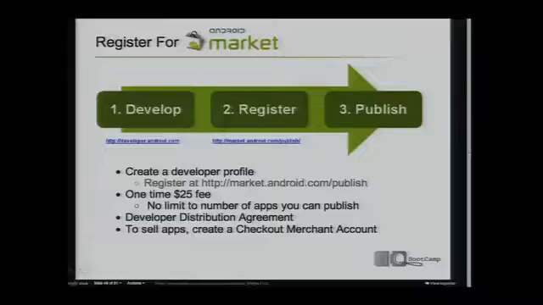Cool, so you've built your amazing application, implemented your idea, and you now want to share it with the world. So here's how you publish your app on Android Market. It couldn't be simpler. You just develop your application, register, and then hit publish. If you go to market.android.com/publish, you can create a developer profile and sign in with a Gmail account. And then there's a one-time $25 fee to gain access to the market. This is just to prevent spam applications.